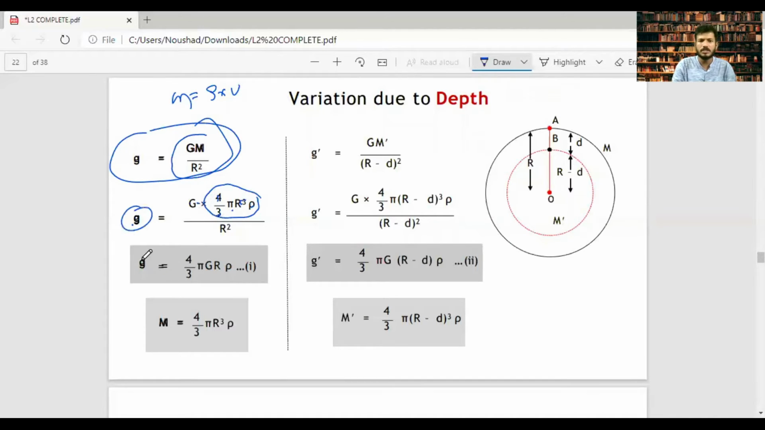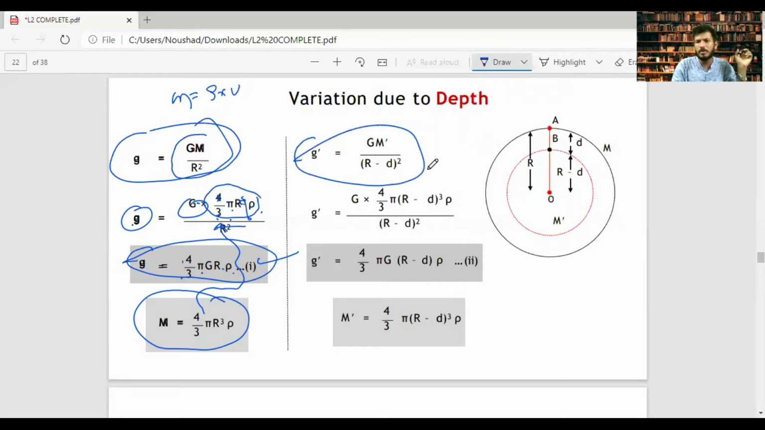Then g becomes 4/3 πGRρ, because this R² and R³ get cancelled, only R remains: 4/3 G π R ρ. That is equation number 1. M is equal to, from here, mass is equal to 4/3 πR³ρ. I am substituting here, and I get equation number 1.